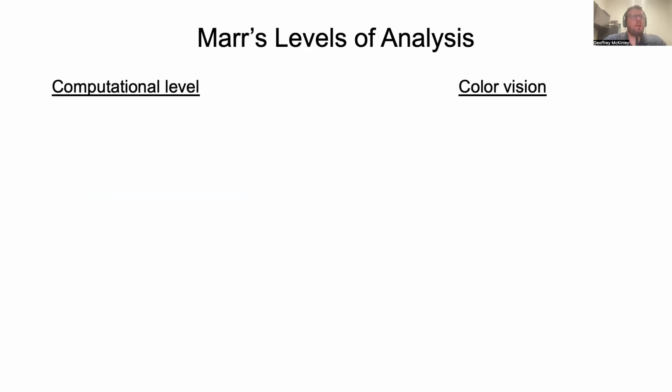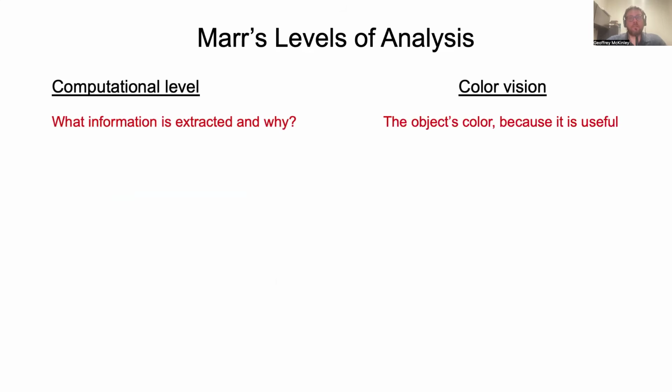So on a computational level, we can think of, okay, what information is getting extracted and why, right? Well, the answer to that in this example is, we're trying to figure out the object's color. And why are we doing that? I don't know. Maybe it's useful. Maybe red roses are going to be poisonous, but yellow roses aren't. I don't know. Or berries, I guess I should say berries. We don't eat roses, but we eat berries, maybe.